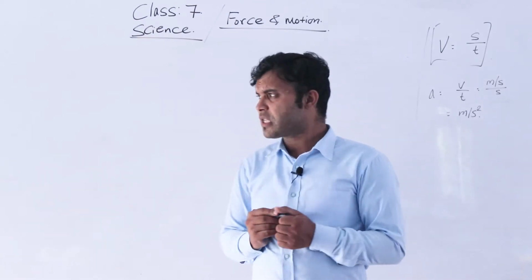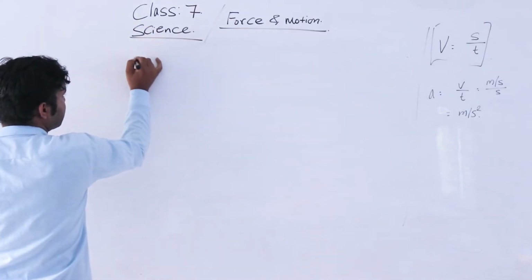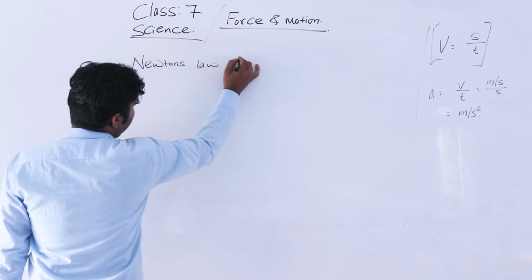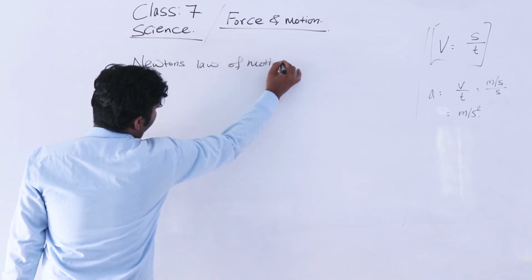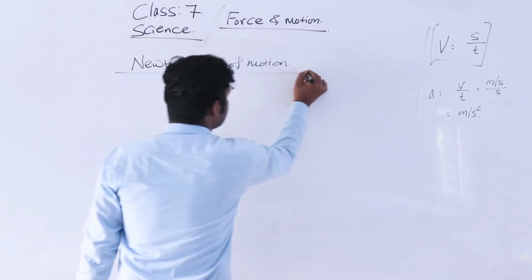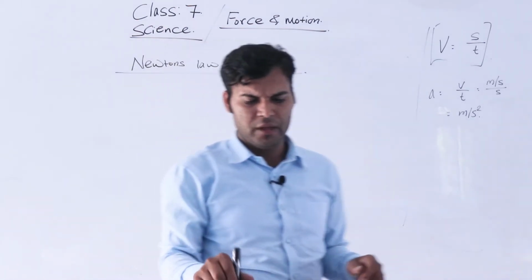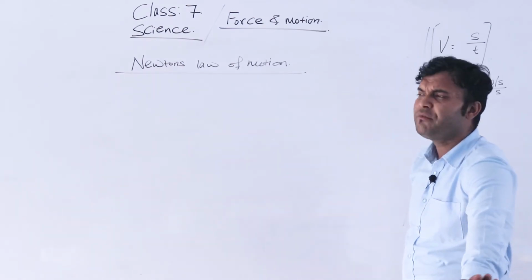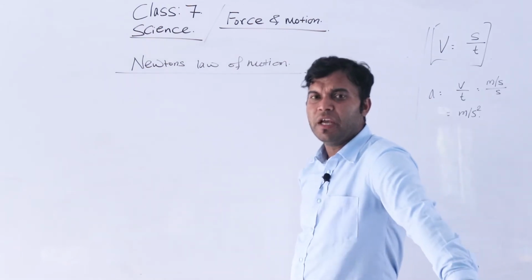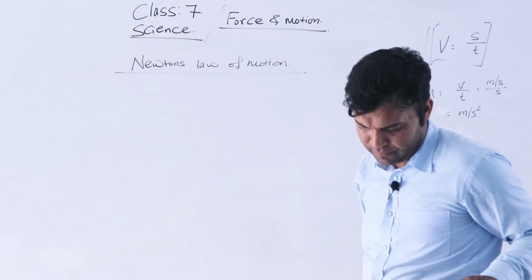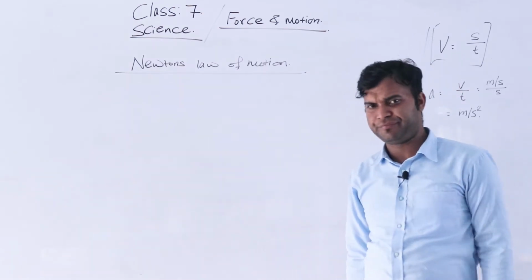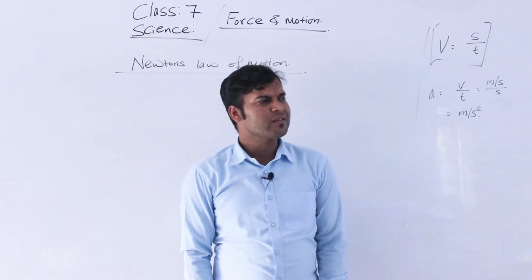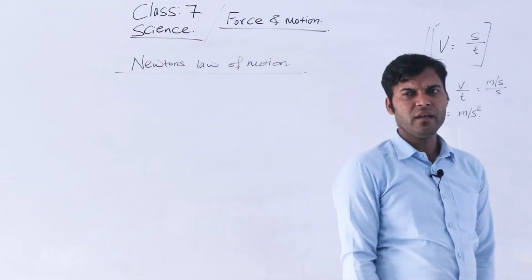Here it is discussed a little bit. Look here. Newton's laws of motion. What is the meaning of Newton's law? Newton was a mathematician as well as a physicist. He described three different laws related to the motion of an object. These laws tell about the motion of an object.